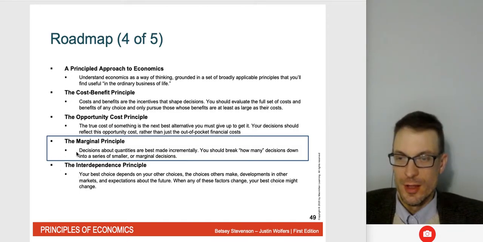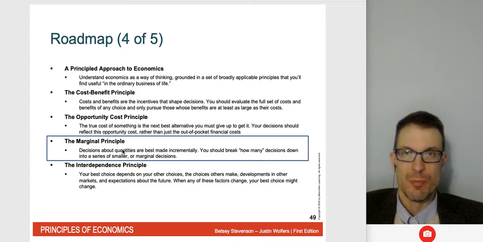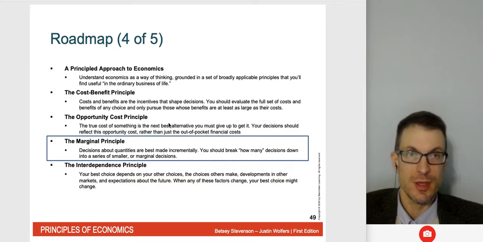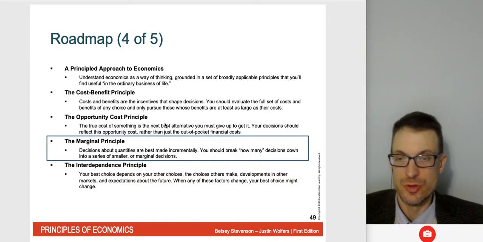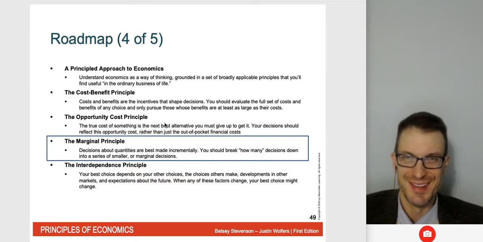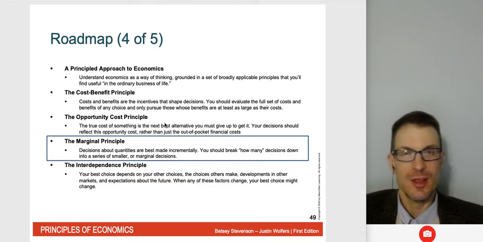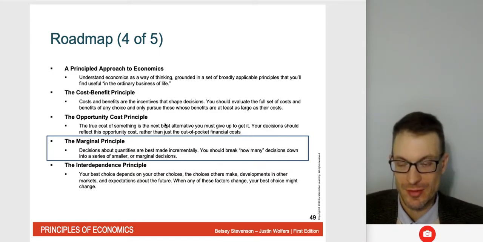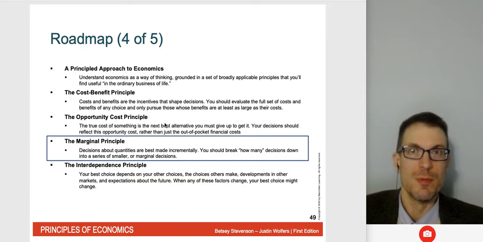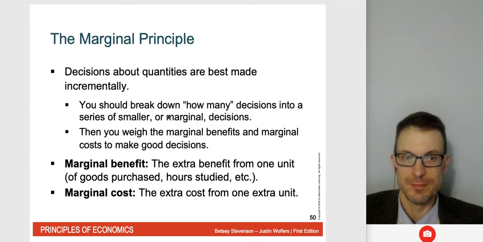Right. So the marginal principle is basically telling us that we should break down how much or how many decisions into a series of smaller decisions, into incremental comparisons of the additional benefit versus the additional cost of doing another unit of the activity. A really good example would be how many times to hit the snooze button in the morning, right? So should you get up immediately? Or does the marginal benefit of sleeping another 5, 10, 15 minutes exceed the marginal cost of spending that time sleeping? In that example, the marginal cost would probably be an opportunity cost, the foregone ability to use that time for something other than sleeping, right?